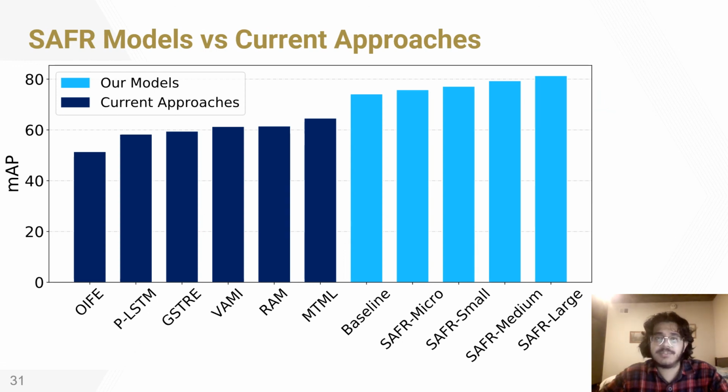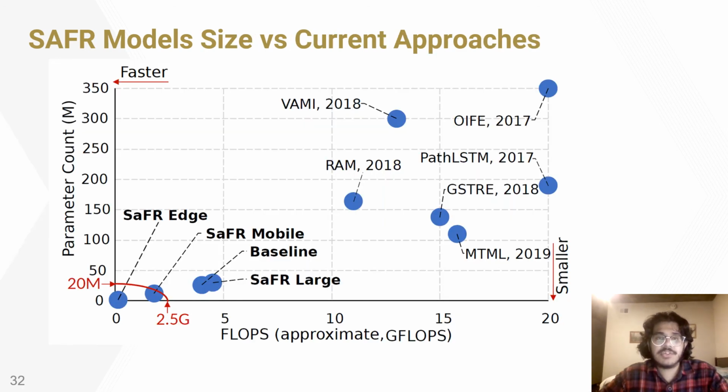Accordingly, each of our models performs better than the current approaches. So the baseline performs better than the state of the art, primarily because we use ResNet 50, and it has been shown that ResNet 50 alone is very good at ReID. When we add attention modules and our bag of tricks, we further improve performance. In addition, our models are also significantly smaller than the current approaches.